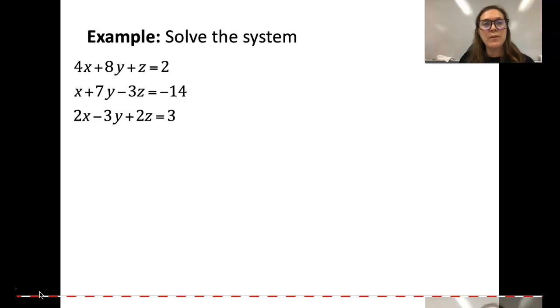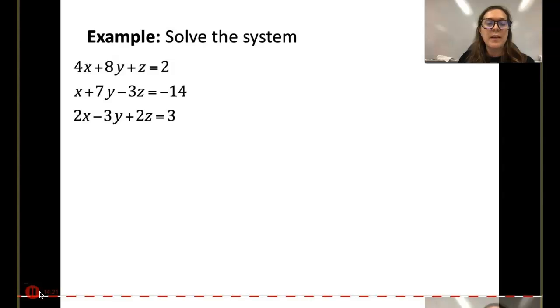Okay, moving on to the next one. Here we go. 4x plus y plus z equals 2. x plus 7y minus 3z equals negative 14. And 2x minus 3y plus 2z is equal to 3. Take a moment to write that down. Pause if you need to, but I'll go ahead and start working.